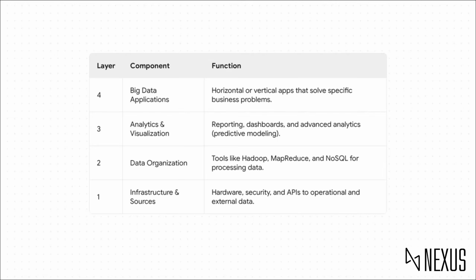And the solution is this layered architecture that you're seeing here. The best way to think about it is like a stack. Down at the bottom, in layer 1, you have your physical hardware. Right above that, you have the brains of the operation, the tools that organize and manage the data. And then at the very top, you have the apps that people actually use. Let's start at the bottom and work our way up.